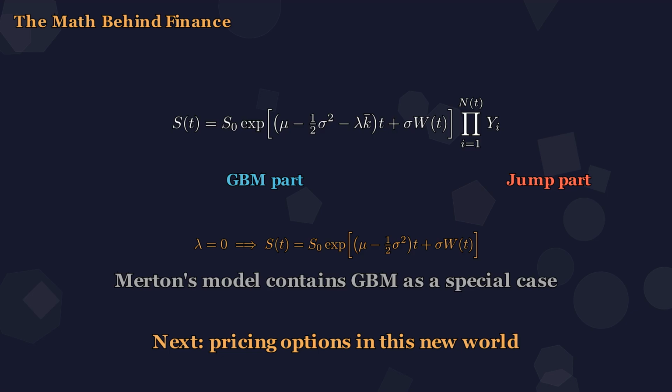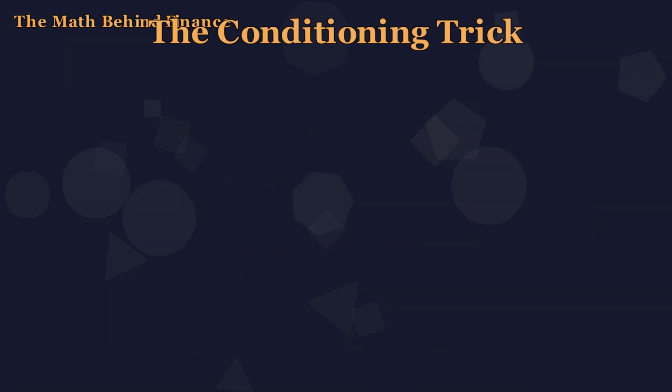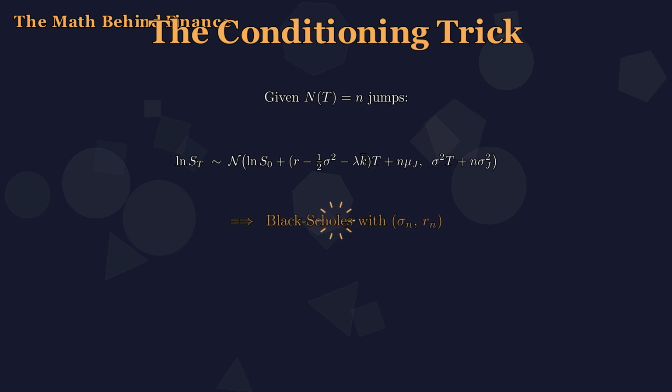Now comes the real question. How do we price options in a world where the stock can jump? Here's the most beautiful result in jump diffusion theory. Suppose we somehow knew that exactly n jumps occurred during the life of the option. Then the log of the stock price at maturity is the sum of a normal Brownian piece plus n independent normal jump sizes. A sum of normals is normal. So conditionally on n jumps, the log price is Gaussian, and we are back in a Black-Scholes world, just with an adjusted volatility sigma n and an adjusted interest rate Rn.